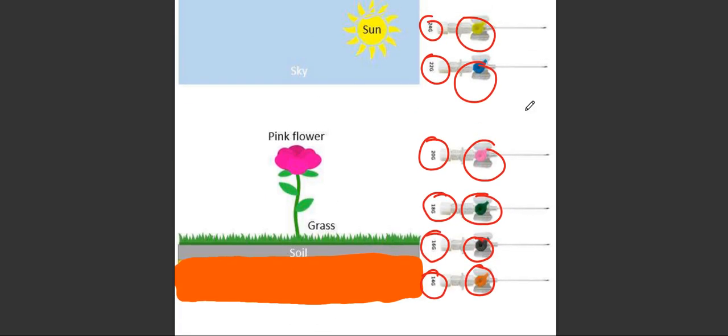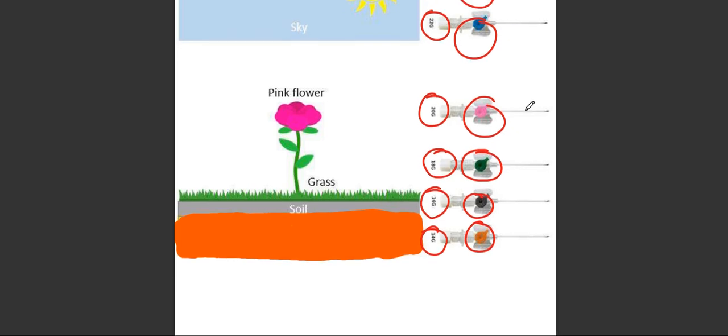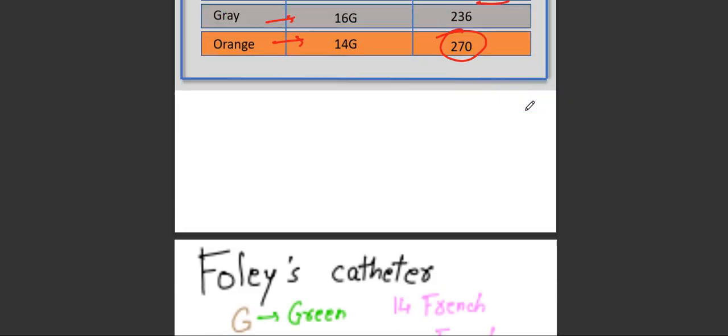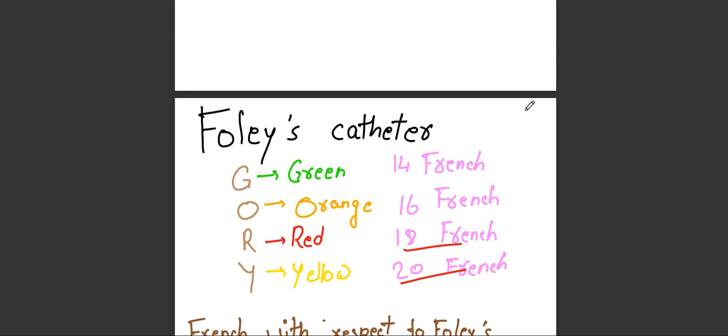For IV cannula, firstly there is the orange color, representing lava. Above it there is soil, the green color, grass, the pink color is a flower, sky is for the blue color, and sun is for the yellow color. Then GORY for the Foley's catheter, where G represents green, O is for orange, R is for red, Y is for yellow. And for both there are even numbers starting from 14.